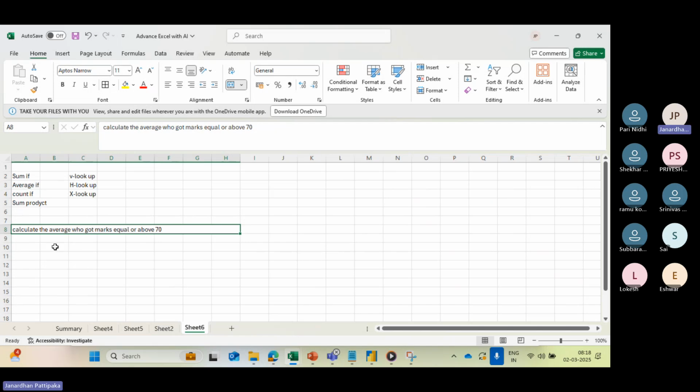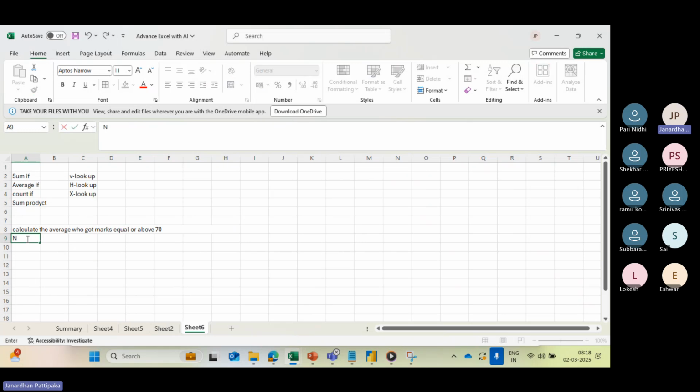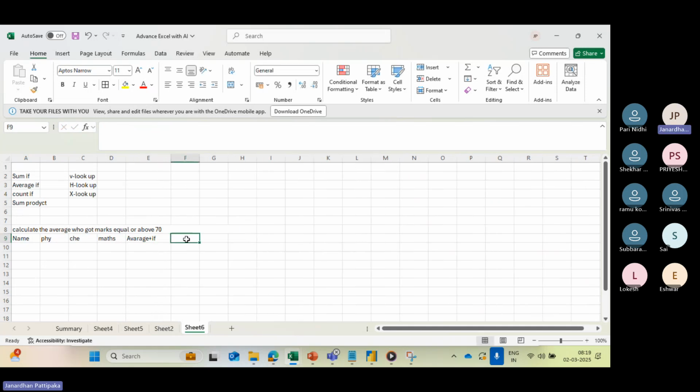So let us give some data over here. Then I am selecting the name. Same, we are selecting physics. Okay, I'm selecting chemistry. I'm selecting maths. Okay. Now, when we calculate AVERAGEIF, and when you calculate the normal average, what is the difference? We'll look at the internal calculation, how the internal execution will calculate.